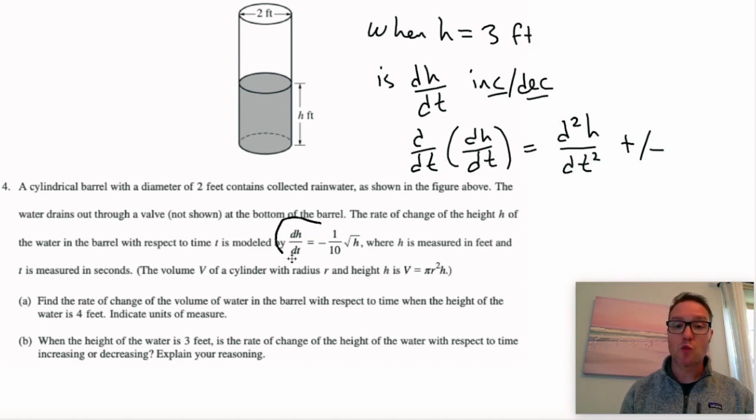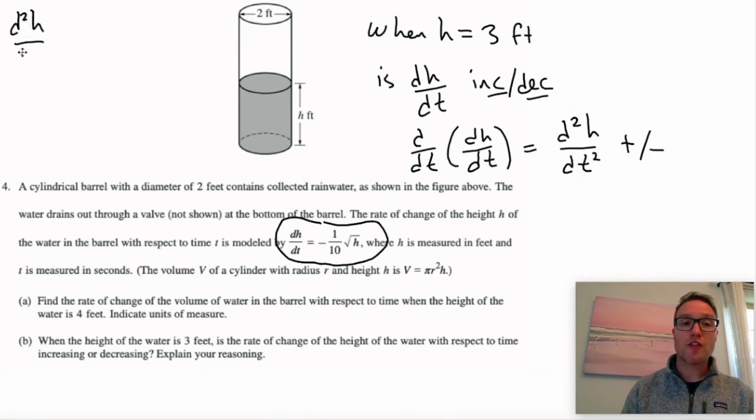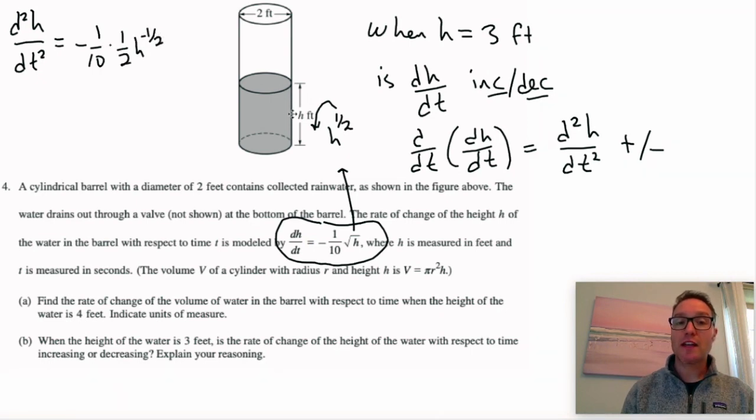So we need to take the derivative of this equation here. The second derivative of h with respect to time twice is going to be, well, negative 1/10 is a constant, so that comes into my answer. The derivative of radical h, think of radical h as h to the 1/2 power. The derivative of h to the 1/2 is going to be 1/2 h to the negative 1/2. And because h is a function of time, I need to multiply by dH/dt. That's the chain rule. All right, great. So this is kind of complicated looking, but that's okay.